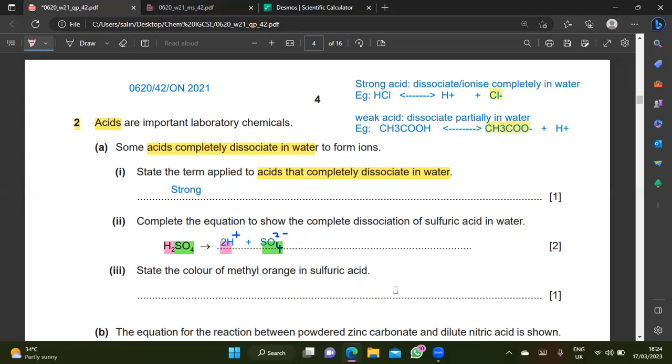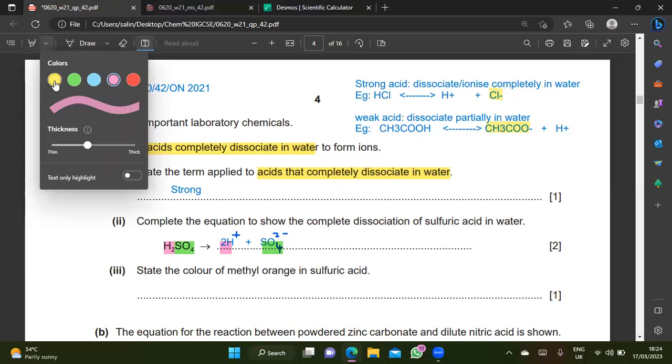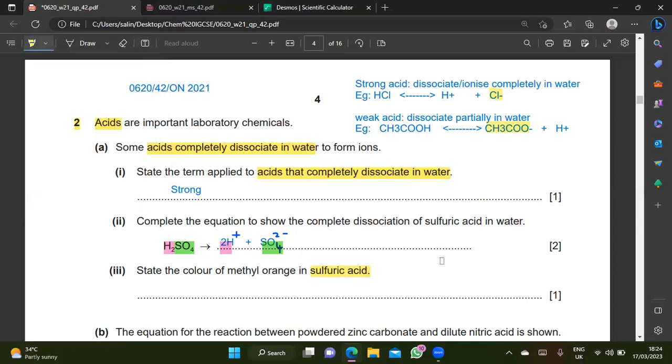Now state the color of methyl orange in sulfuric acid. Now sulfuric acid is an acid, a strong acid. Okay, methyl orange in acid. Let's try to do a bit of revision and at the same time try to memorize this, yeah? So we got 2 colors of methyl orange, in alkali or in acid. It's very easy. In acid.